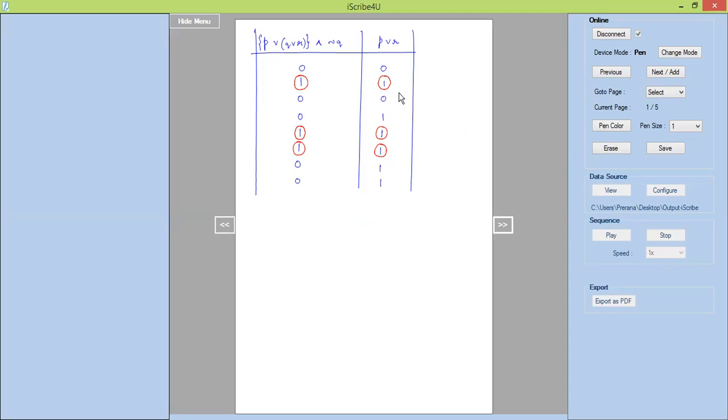Other than this, P or R might have some other truth values. It does not matter. Only when this entire expression, if I assume it as capital P, is true, Q should be true. So that is how we get this. So observing the same thing, we can conclude that P or Q or R and negation Q implies P or R.